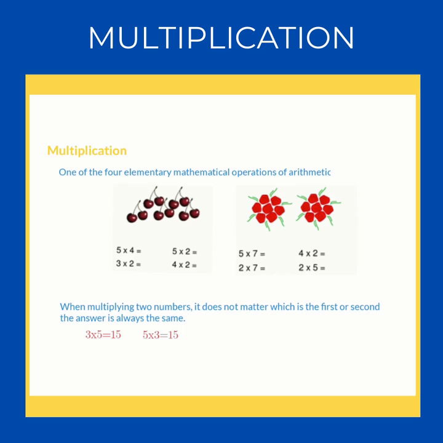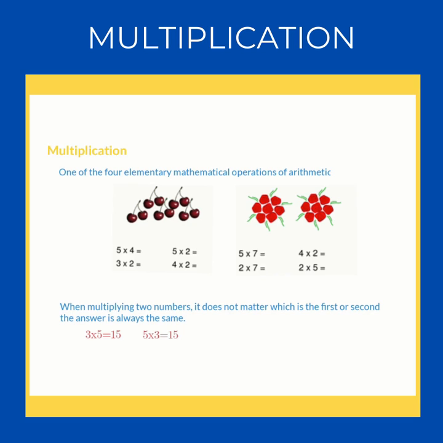So we have two pictures here. Let's look at the picture on the left. The picture on the left is all about cherries. If we want to count the number of cherries, I have 1, 2, 3, 4, 5, 6, 7, 8, 9, 10. So in total, I have 10 cherries. And I want to know which mathematical operation is equivalent to 10 cherries.